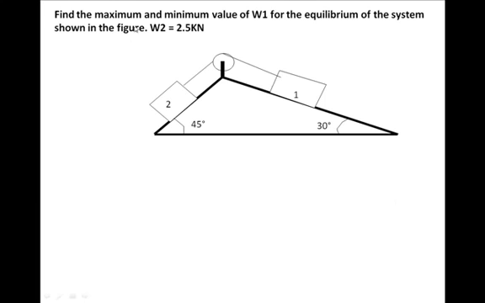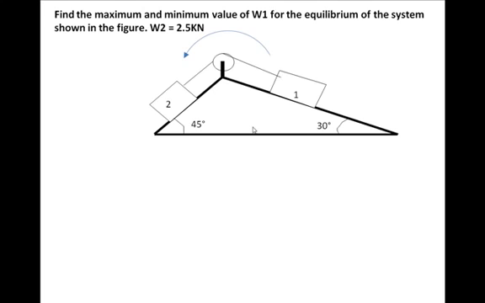It says, find the maximum and minimum value of W1 for the equilibrium of the system shown in the figure. Take W2 as 2.5 kilonewton. Now, to get a maximum or minimum value of this weight W1, we need to do the problem twice. Once we assume the motion direction in this manner. Second, so this is for minimum. Obviously, when W1 is minimum, motion will be this way. When W1 is maximum, motion will be this way. Now here they are talking of equilibrium. What we mean is the tendency of motion when equilibrium is about to break.